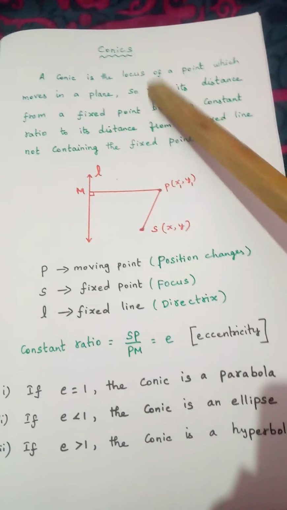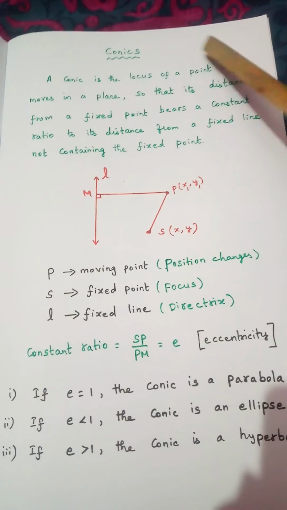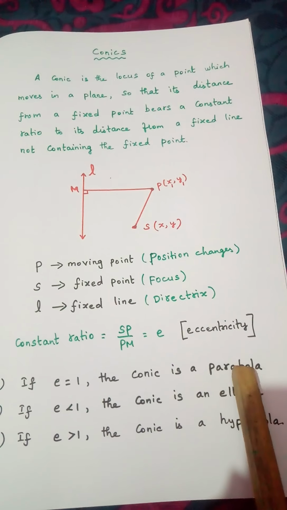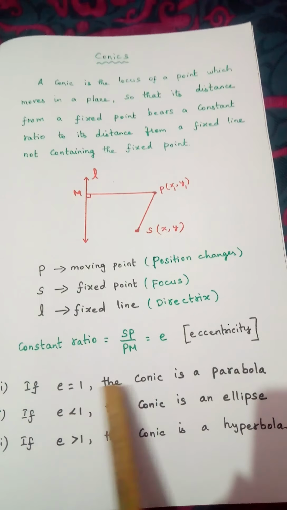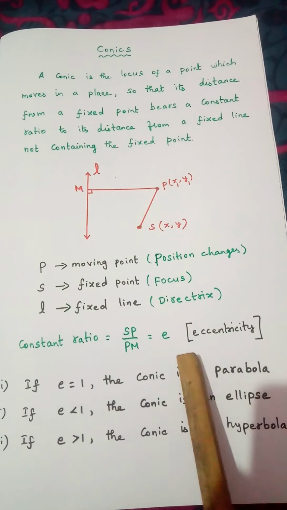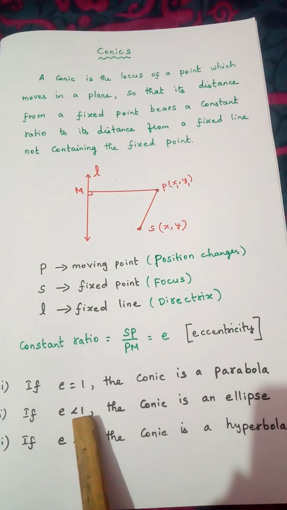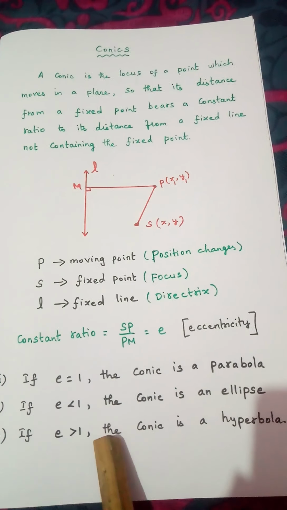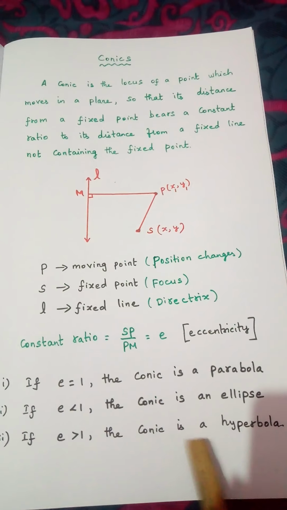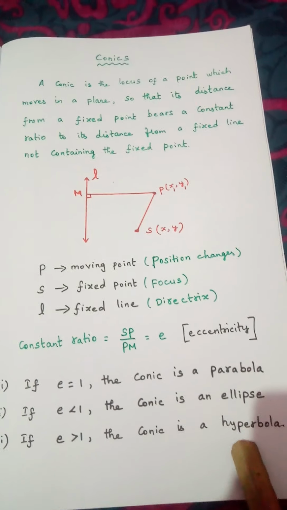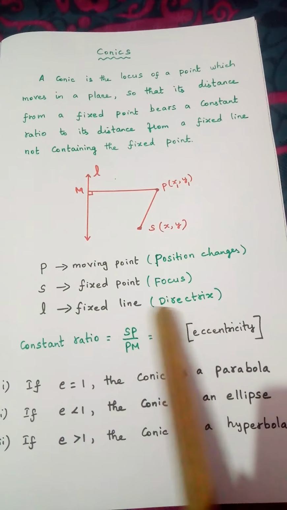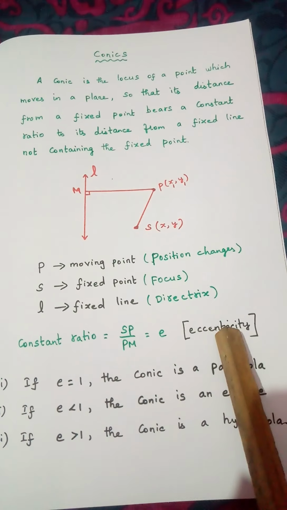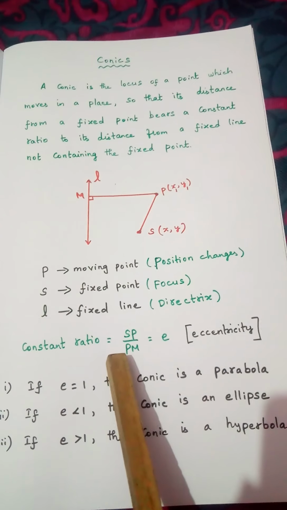In this conic section, we are going to learn about 3 curves, out of which the first one is parabola. If E is equal to 1, the diagram obtained will be a parabola. If E is lesser than 1, then the diagram obtained is an ellipse. If E is greater than 1, the diagram obtained is a hyperbola. So try to understand, children. Again I repeat, this constant ratio is named E. E is called eccentricity. E is equal to SP by PM.